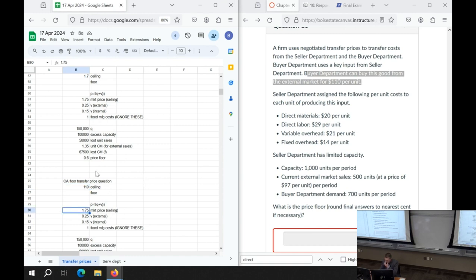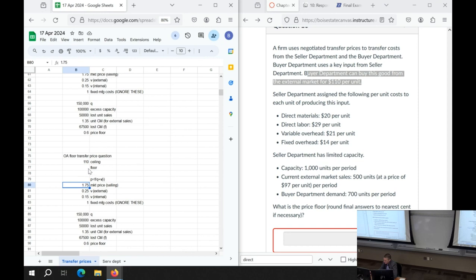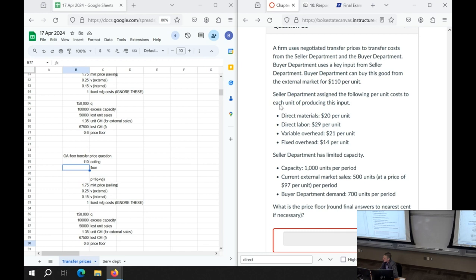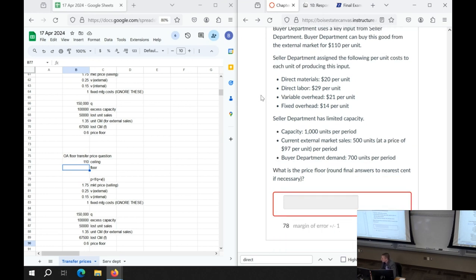I had every intent when I wrote this right here that I would reference, I'd be like, oh, this is the floor, but I never did. All right, whatever. All right, so this seller department assigns the following per unit costs to each unit of producing this input. Okay, pretty clunky.